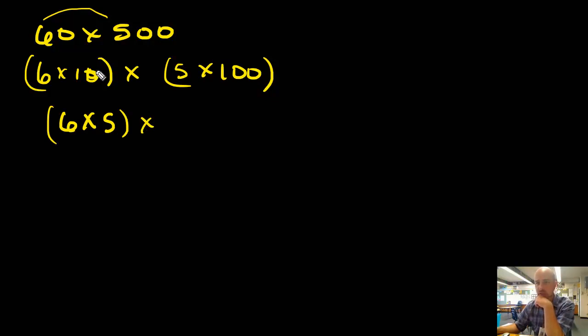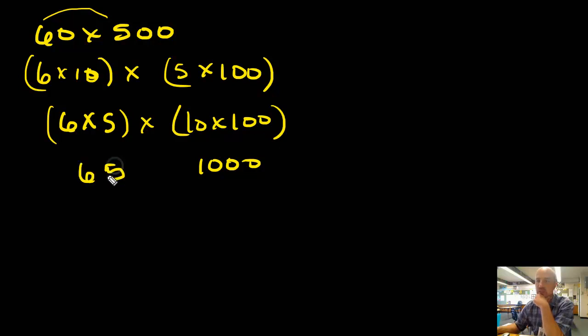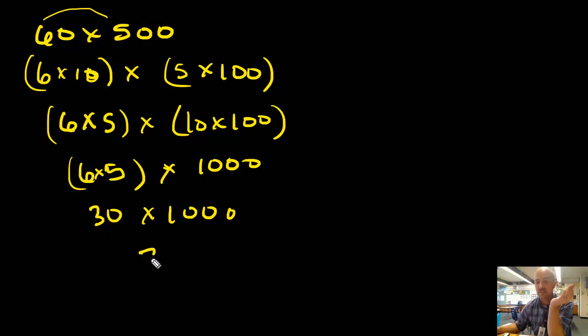10 times 100. 10 times 100 would be 1,000. 10 hundredths. I like to write it this way. 10 times 100, and then like I said, 10 times 100 becomes 1,000, and so then I'm just left with 6 times 5 times 1,000, 30 times 1,000. There you go. Or 30,000.